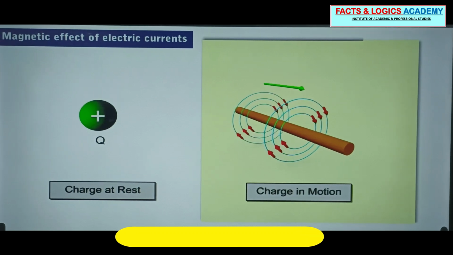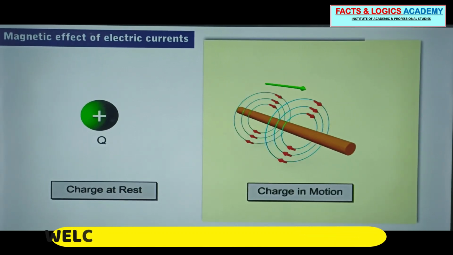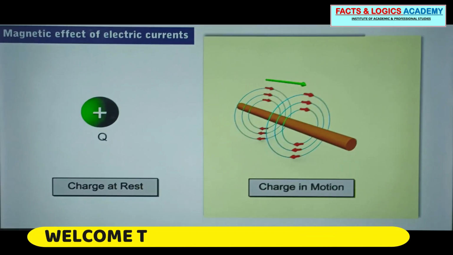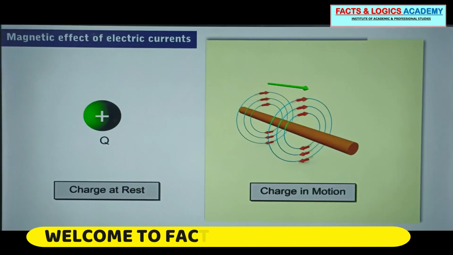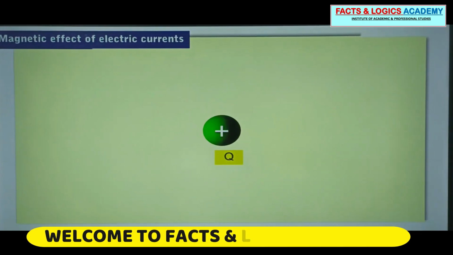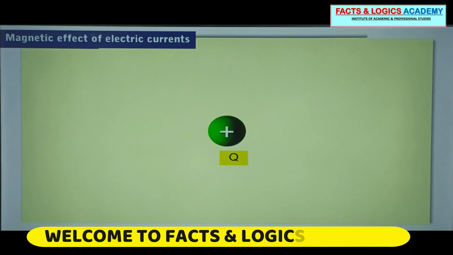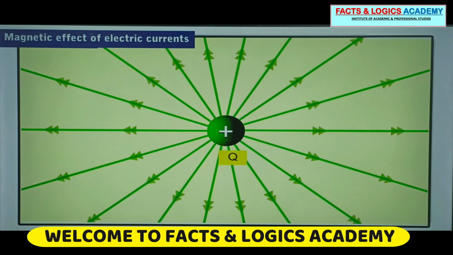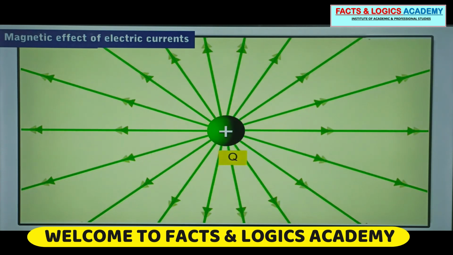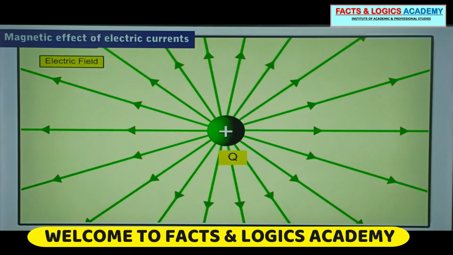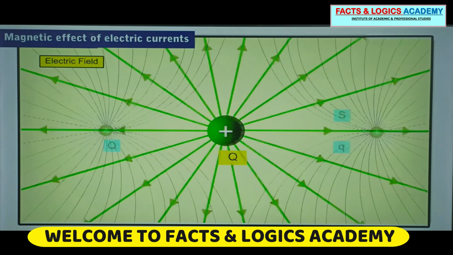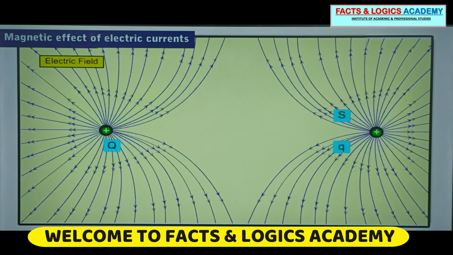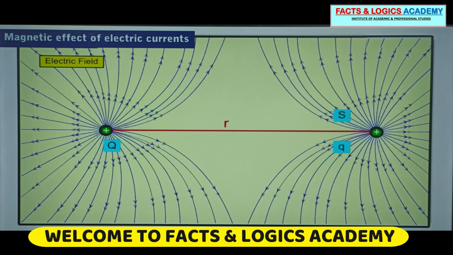A charge at rest produces only an electric field, and a charge in motion produces both an electric field and a magnetic field. Let us place a source charge Q at a point in a vacuum. The space around the charge, where it can influence other charges, is called its electric field. Now, let us place a small test charge q at point S in the electric field, at a distance r from the source charge Q.